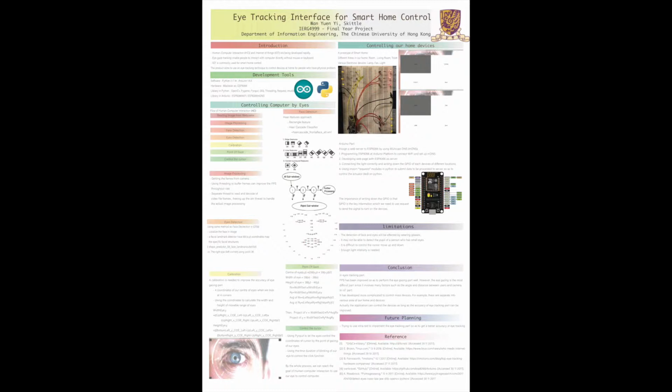In the image processing part, getting the frame from the camera and using threading to buffer frames can improve the FPS, the frames per second throughput rate. A separate thread reads and decodes the video file, freeing up the main thread to handle the actual image processing.